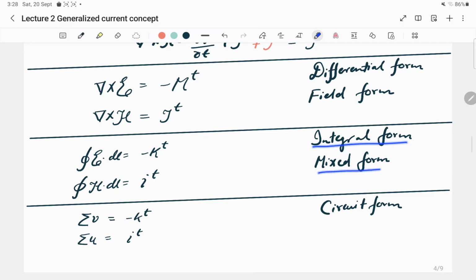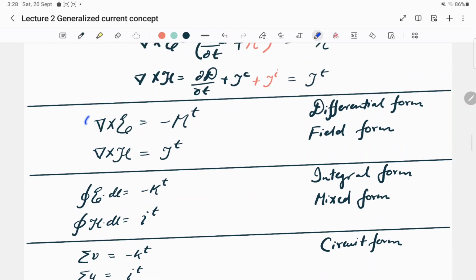In integral form or in mixed form, it can be written as closed line integration of E dot dl is equal to minus Kt, and closed line integration of H dot dl is equal to It, which is obtained by applying the Stokes theorem. These derivations have been done in lecture number 1. If you want, you can check that. Similarly, it can also be written in purely circuit form, where these quantities V, K, I and U are in terms of circuit quantities. Hence, this represents Maxwell's equation in circuit form.